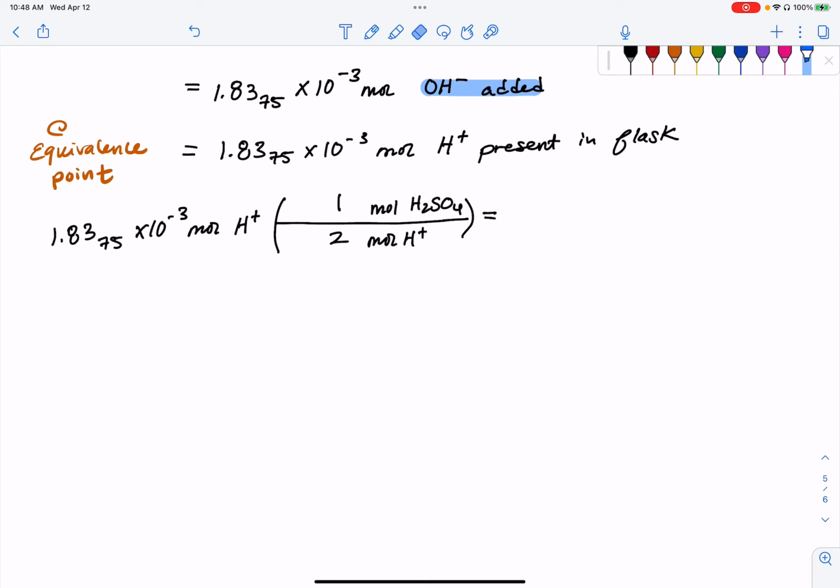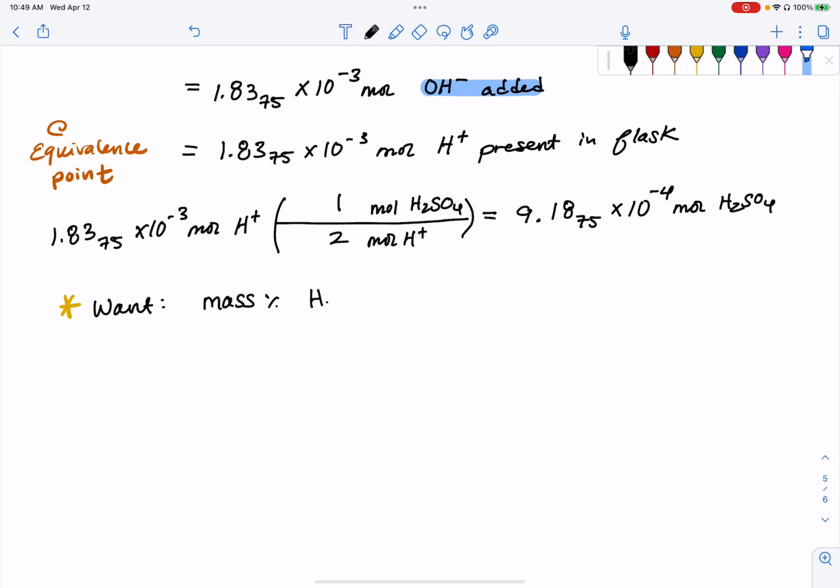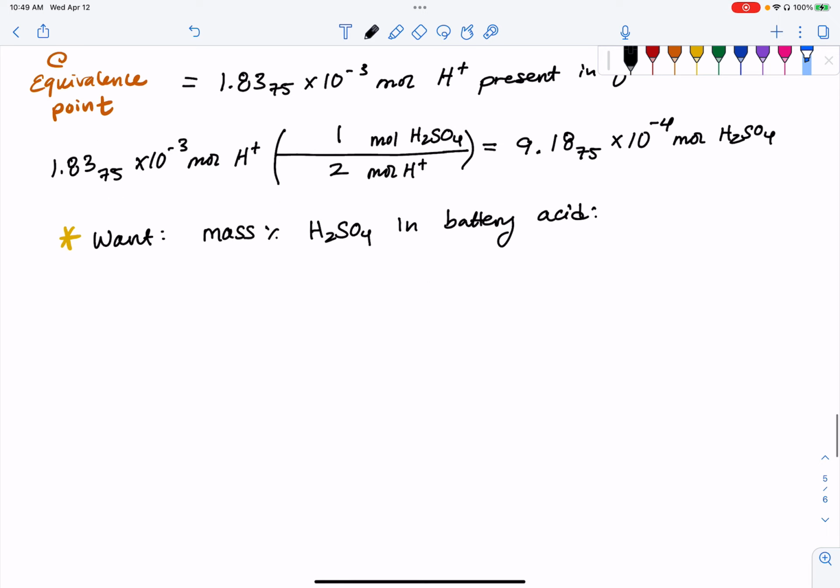So let's see here, when I do that, we get 9.18 carrying 7.5 times 10 to the negative 4. Please correct me later if I am incorrect with my moving my zeros over. This is moles of H2SO4. And remember, what we want is the mass percent H2SO4 in our car battery acid.